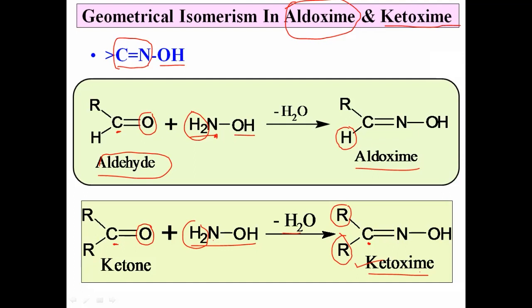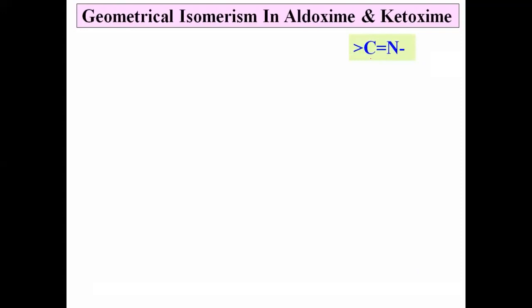Now we will see why they show geometrical isomerism, means we will see the cause of geometrical isomerism. The compound which has C double bond N, that is oxime, and we will see why this shows geometrical isomerism. Let us see first the structural arrangement of that carbon double bond nitrogen. Actually, how that C double bond N is formed.